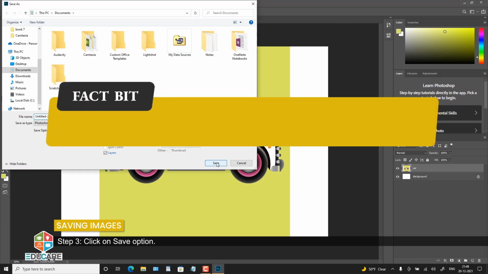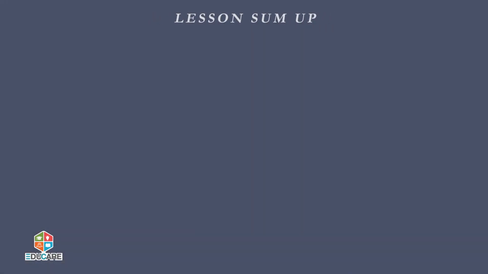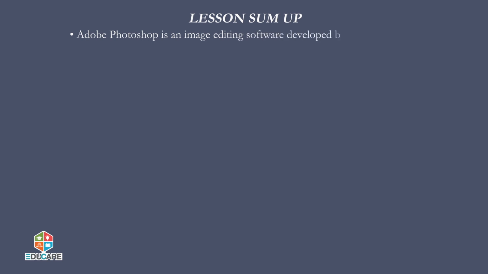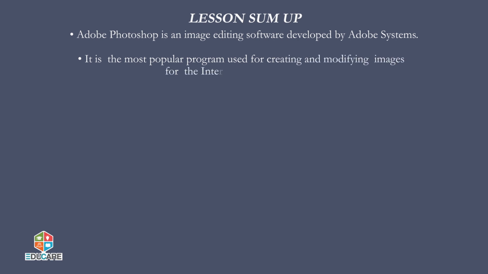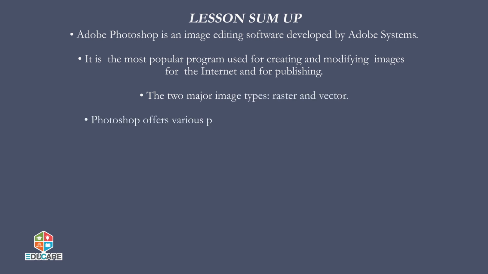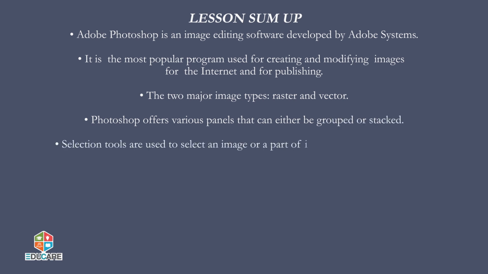Fact bit. The default extension of a Photoshop file is .psd. Lesson sum up. Adobe Photoshop is an image editing software developed by Adobe Systems. It is the most popular program used for creating and modifying images for the internet and for publishing. The two major image types are raster and vector. Photoshop offers various panels that can either be grouped or stacked. Selection tools are used to select an image or a part of it to perform any operations like move, edit or retouching.